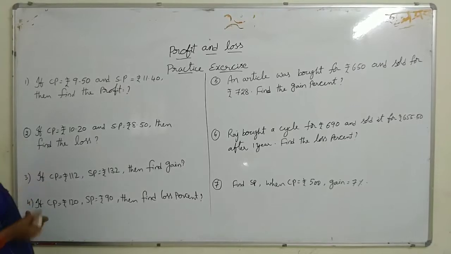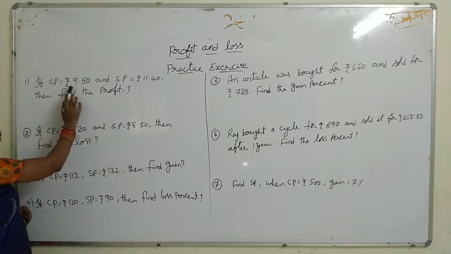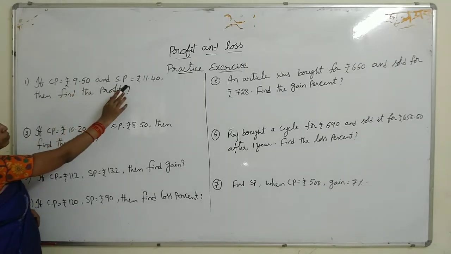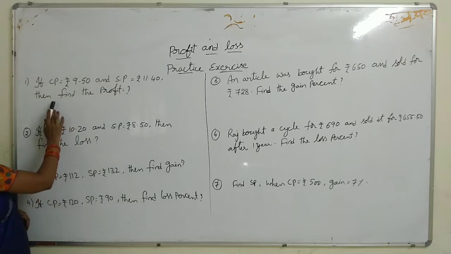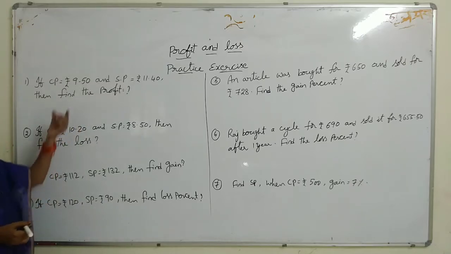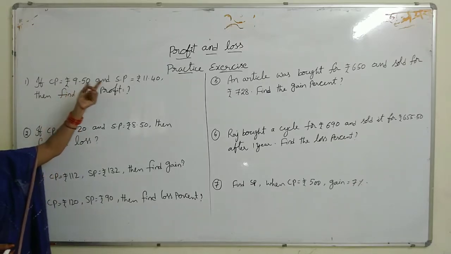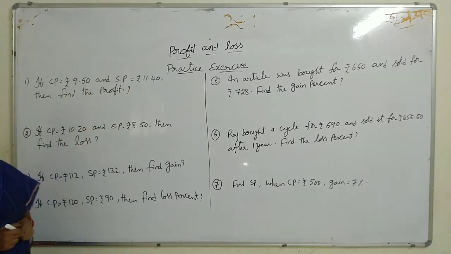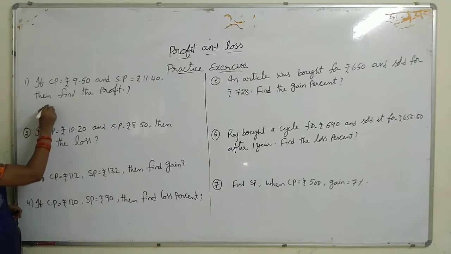Now we discuss practice exercise regarding profit and loss. Question number 1. If CP equal to 9 rupees 50 paise and SP equal to 11 rupees 40 paise, then find the profit. Here CP is 9 rupees 50 paise and SP is 11 rupees 40 paise. That means SP is greater than CP. Then profit equal to SP minus CP.